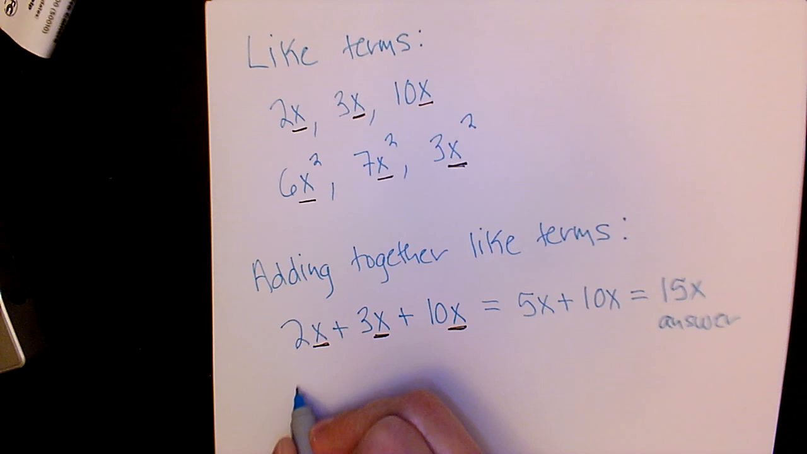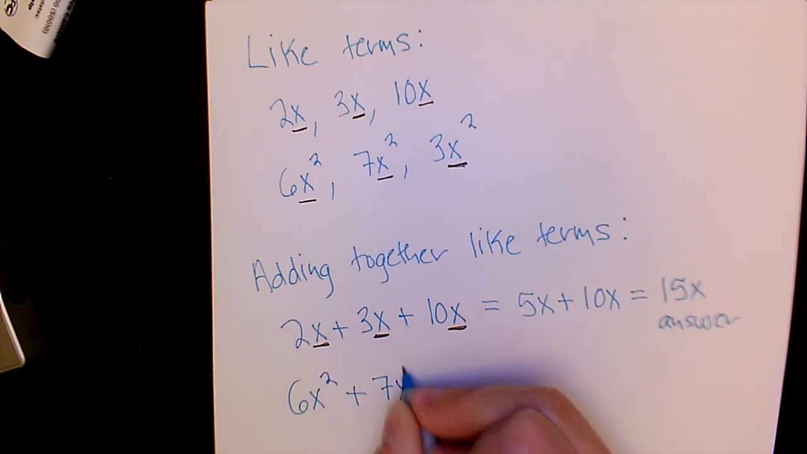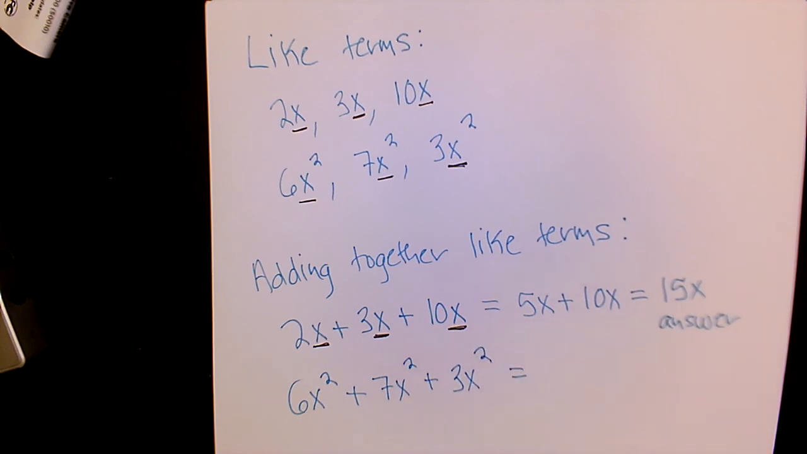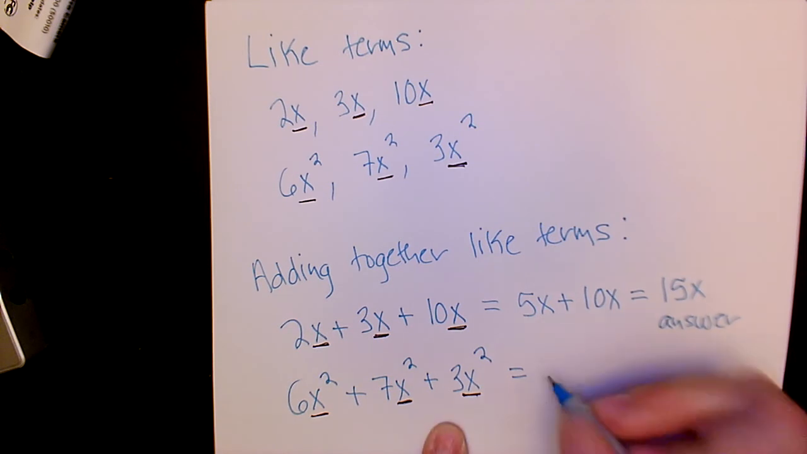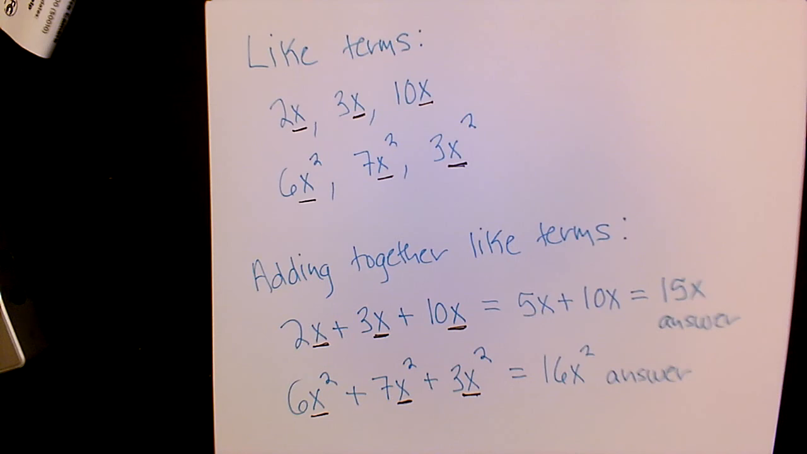Let me take the second piece. And again, they all match up, they all have an x squared. So this is 13 plus 3, this is 16x squared. Again, I'm just adding the numbers together and bringing along the x squared.